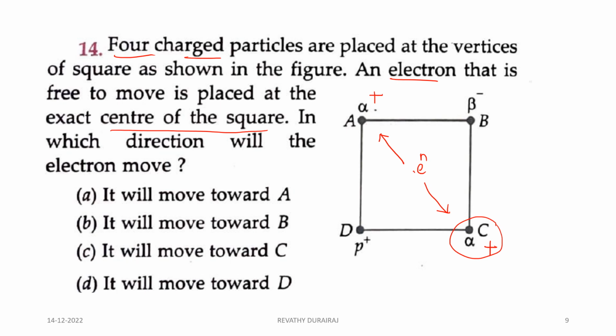And now the beta particle will repel this way because it is an electron, and here it's also a negatively charged particle. And proton is positively charged, so it will attract electron. So the net force is acting towards D. So the answer is it will move toward D.